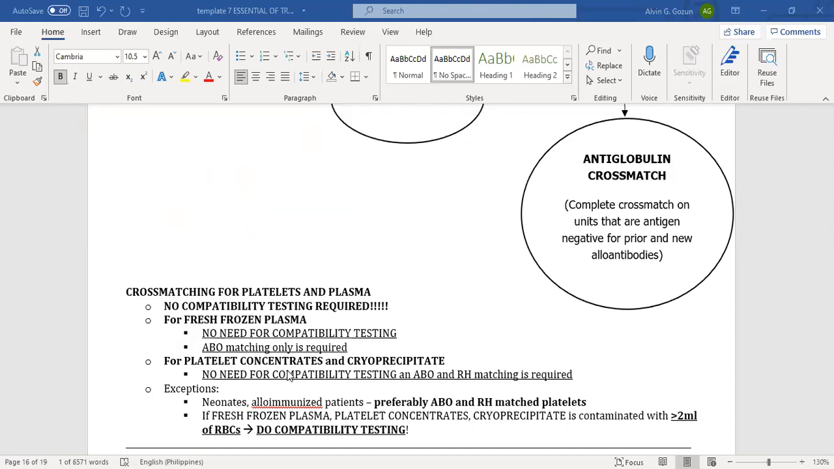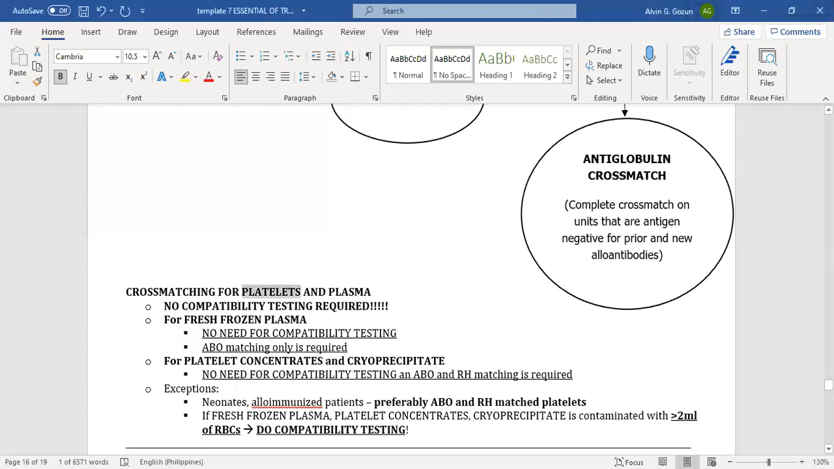For platelet concentrate and cryoprecipitate, no need for compatibility testing and ABO and RH matching is required. Tandaan, ABO and RH for platelet and cryoprecipitate. Guys, ang cryoprecipitate kasi natin, ito yung tinatawag din nating factor 8 concentrate. Factor 8 cryo. Okay, cryoprecipitate.